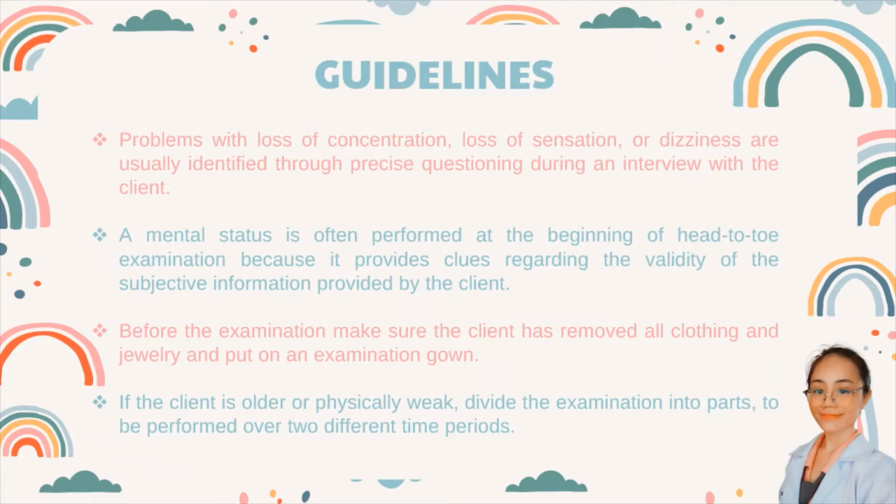Next, a mental status is often performed at the beginning of the head-to-toe examination because it provides clues regarding the validity of the subjective information provided by the client. And many of the cranial nerves are evaluated during head, neck, eye, and ear examinations, so always take note of those.